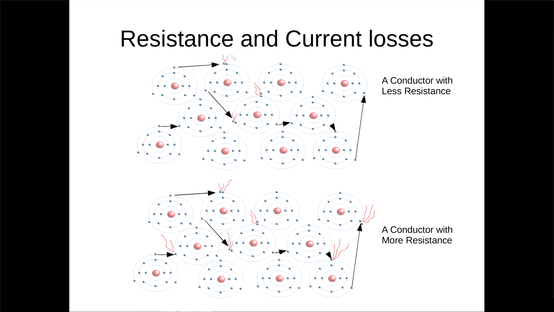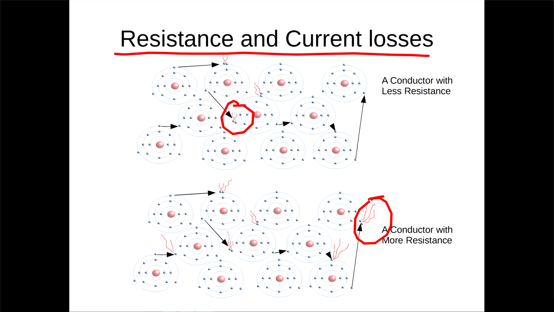Let's look at resistance and current losses. I've explained this in my current video. On the top is a conductor with less resistance, and on the bottom a conductor with more resistance. We can see a conductor with less resistance has fewer of these little collisions, whereas a conductor with more resistance has more collisions, a lot more heat, and it doesn't allow as much current to flow. Although I shouldn't have put as many arrows, because it looks like the same amount of current is flowing. There's not really the same amount of current flowing.